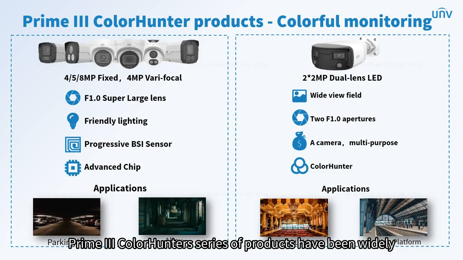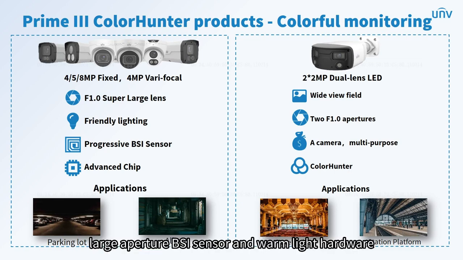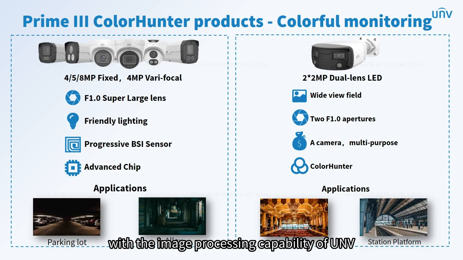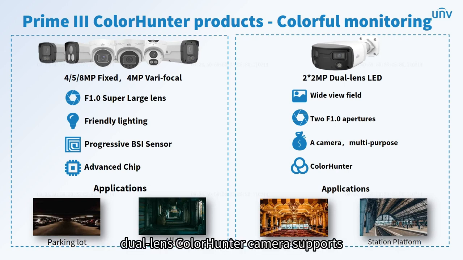Prime 3 Color Hunter series products have been widely praised since their release. On the basis of F1.0 large aperture, BSI sensor, and warm light hardware, with the image processing capability of UNV, Color Hunter IPC can realize a night image effect like daylight. The dual-lens Color Hunter camera supports 160 degree wide-angle full-color images, which can be applied in station platforms, hotel lobbies, and other scenes.